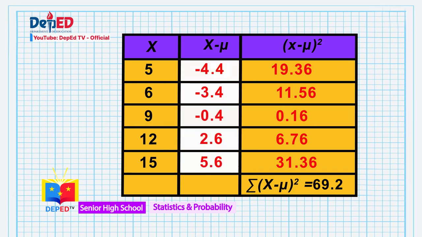2.6, and 5.6. So to get the summation we need in our formula, we need to square the difference in column 2 using the calculator. Let's fill the formula. And the results are shown on the third column, which are 19.36, 11.56, 0.16, 6.76, and 31.36. Let's get the sum. And the sum is 69.2.